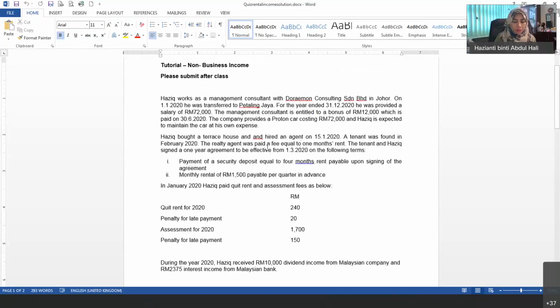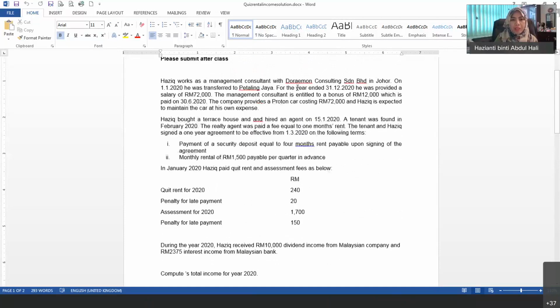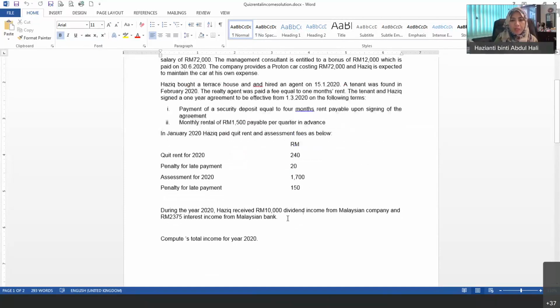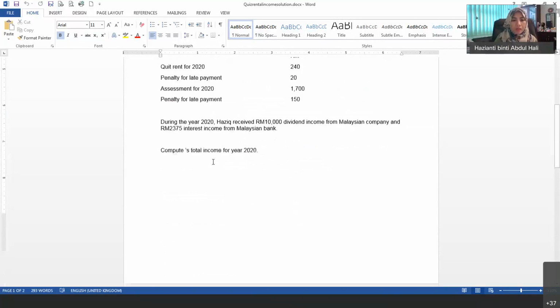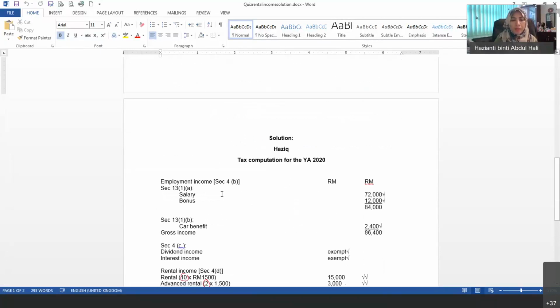Alright, so here we have different types of income. So first of all, you have to identify lah. So the first one is actually his employment income. Okay, dia ada employment income, dia ada rental income, and dividend income, and also interest income. So ada section 4B, section 4C, and also section 4D. Okay. So untuk section 4B, for the employment income, dia cuma ada salary, bonus, and also car benefit lah.